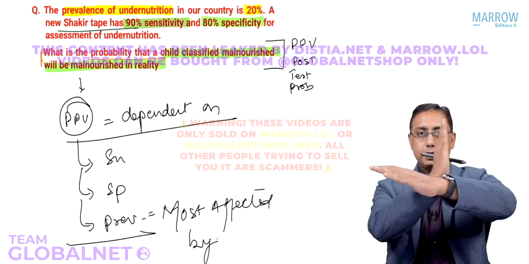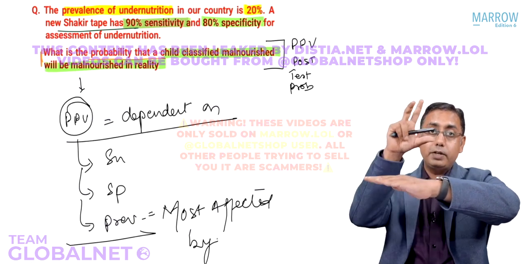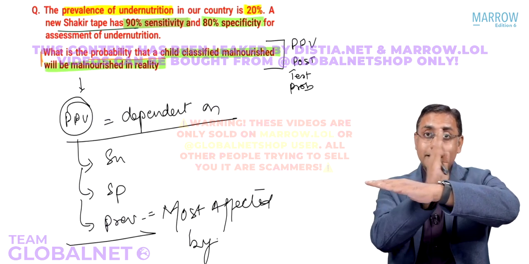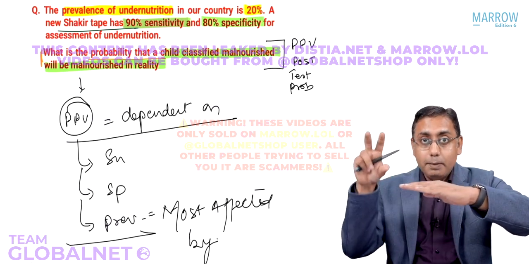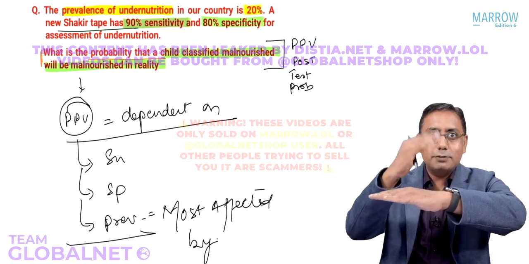Do you remember that this table was there? If I move the table left and right, what is going to change? The prevalence changes. If the table is moving left and right, what is changing? The prevalence is changing, and this causes the change in what? The PPV, NPV. Will it change the sensitivity, specificity?